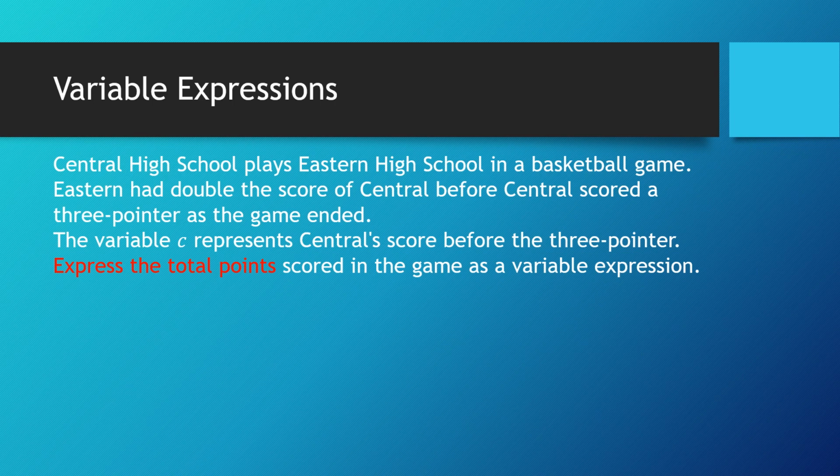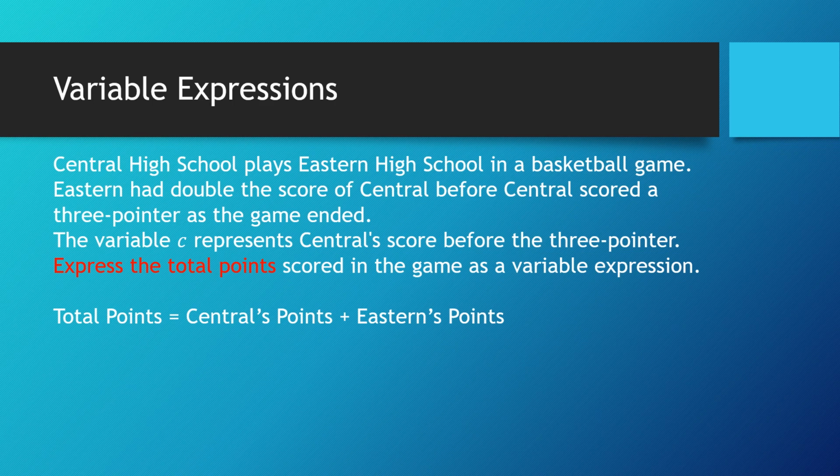Like if I were to add up all the numbers on the scoreboard at the end of the game, I want to know what I would get. The total points that are scored is going to be equal to Central High School's points plus Eastern High School's points. And so I just need to figure out how I can write each of those pieces based off of the information that it gave me in the word problem.